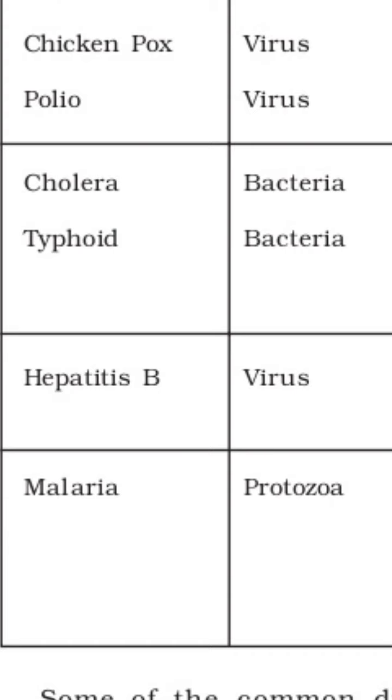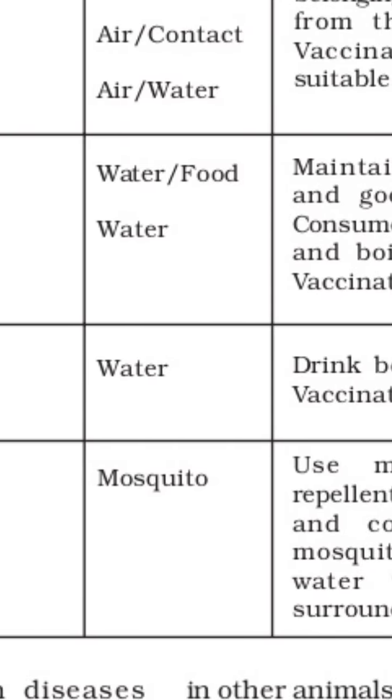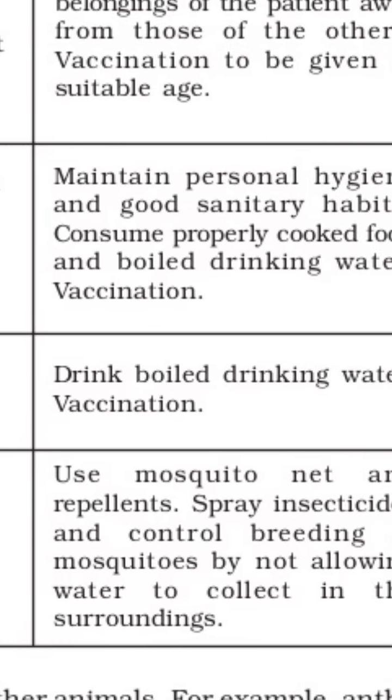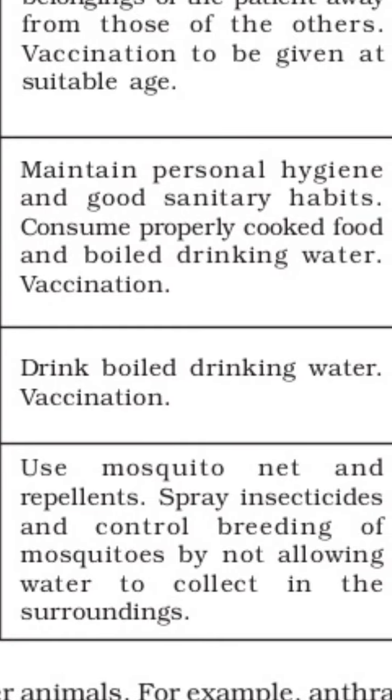We already learned about malaria. The causative microorganism is protozoa, and the mode of transmission is mosquito. It is transferred through the mosquito, not water, not air, not food. For that purpose, preventive measures are to use mosquito nets and repellents, and spray insecticides to control the breeding of mosquitoes by not allowing water to collect in the surroundings. Afterwards, when I send the PDF of this chapter, you have to read this carefully. In the exam, any preventive measure for any disease will be asked.